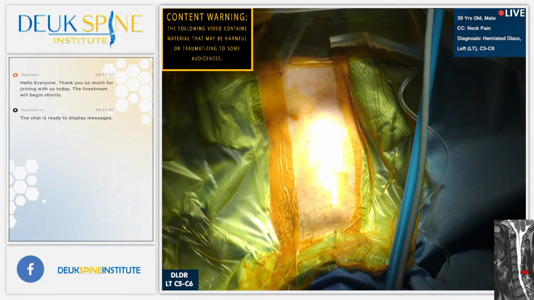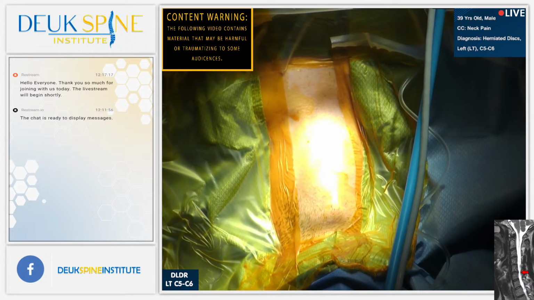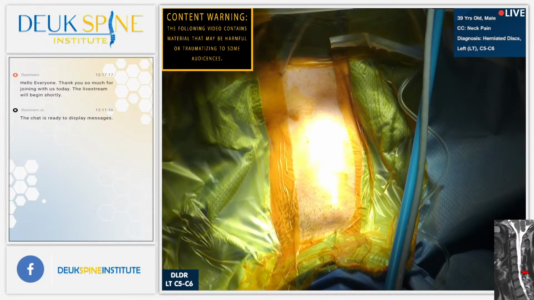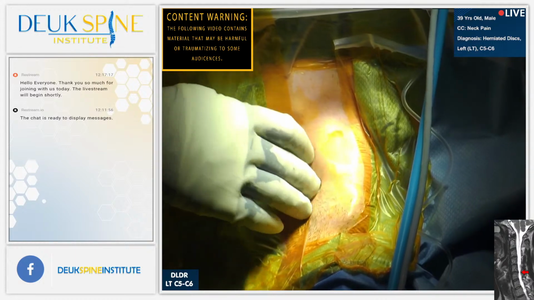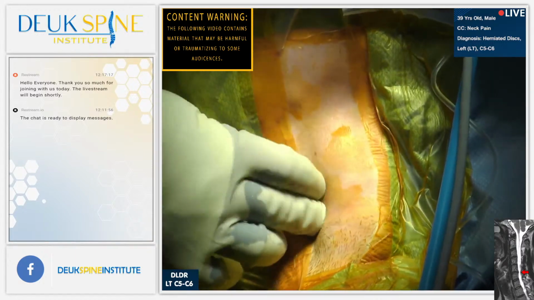Take a look at his neck. Compare it to the surgery we just did. The last patient had a short, thick neck. This patient has a long, skinny neck. It makes all the difference in the world. We could actually get all the way down to the thoracic spine with him. Here we go. Just verifying everyone agrees, C5-6.